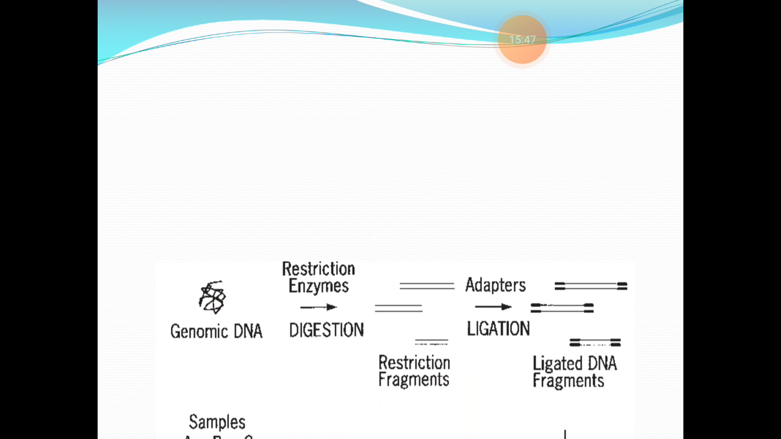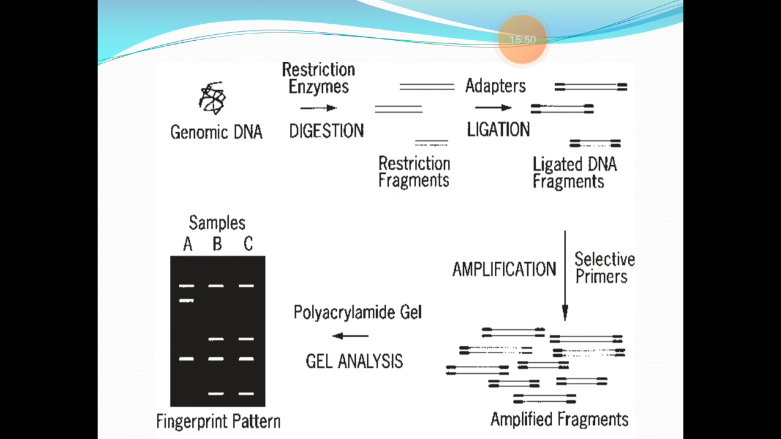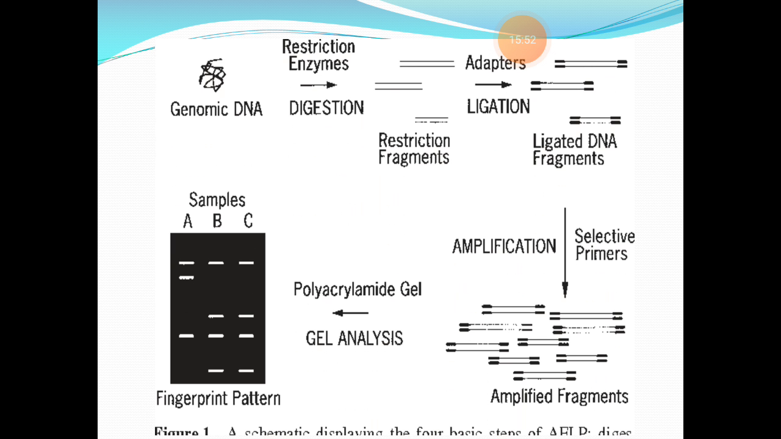This is another schematic representation briefing you about the various steps involved in AFLP. So genomic DNA, you put restriction enzymes for digestion. Then you will give adapters for ligation. Then you will get ligated DNA fragments. You will amplify them, right? Selective primers. And you will get amplified fragments. And you will run on polyacrylamide gel, okay?